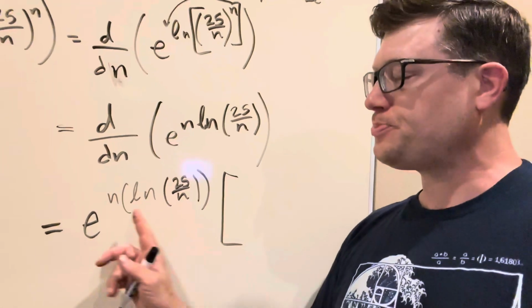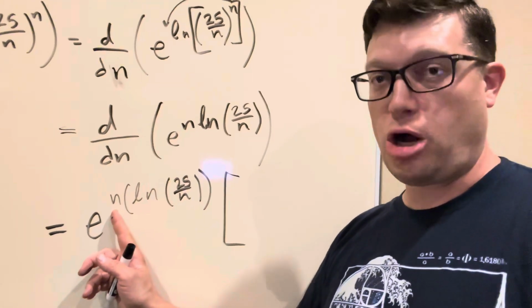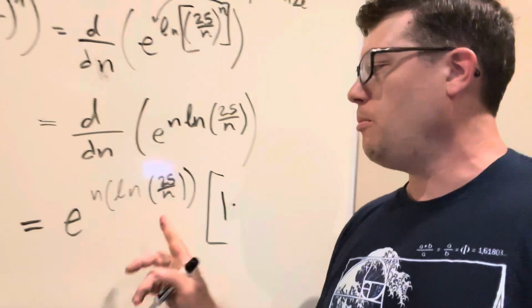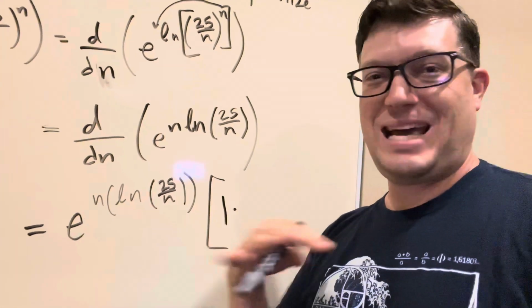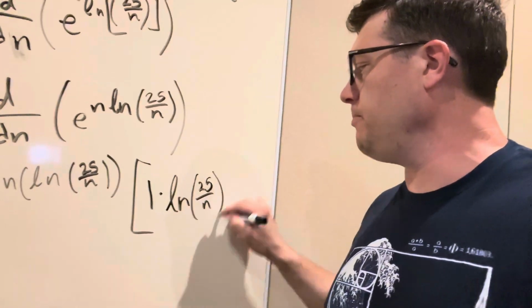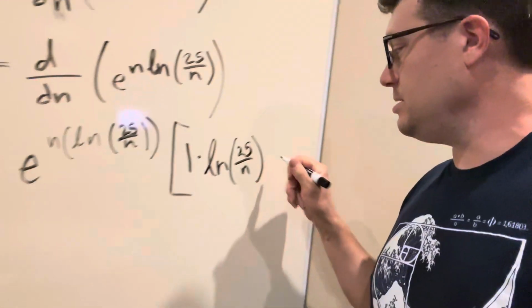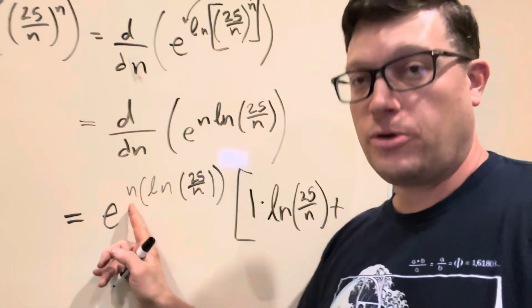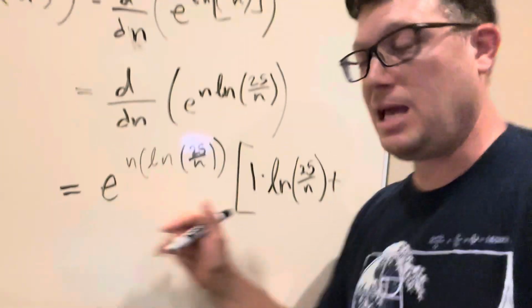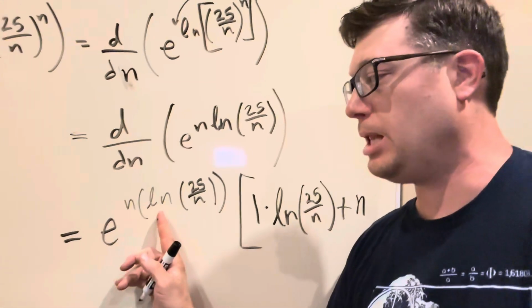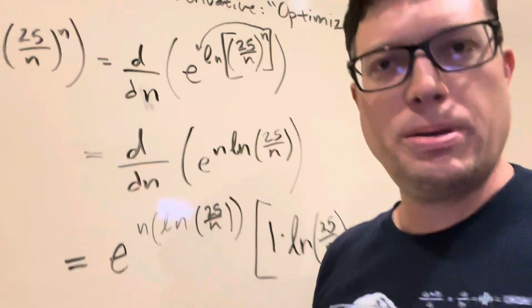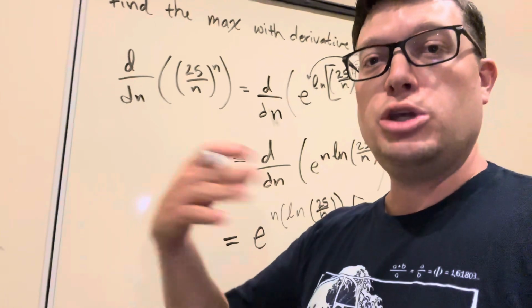It's an extensive problem. For the first factor, we find its derivative, which happens to be 1, multiplied by the second factor just as is. So 1 times the ln of 25 over n. And then we add to that the first factor, keep it as is, times the derivative of this. So we're going to keep n, but then multiply by the derivative of the natural log of 25 over n. That's not difficult, but it is going to require us to do some u substitution.